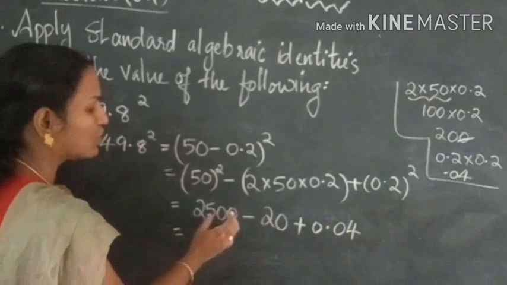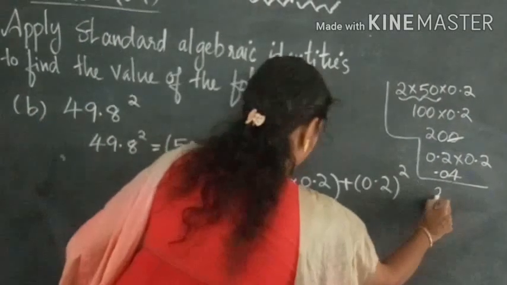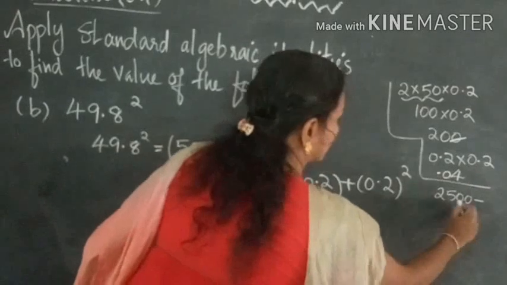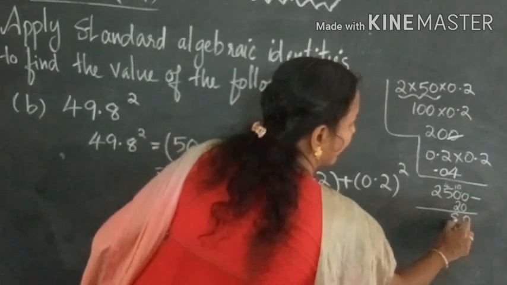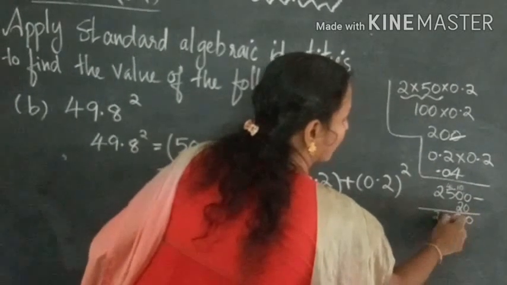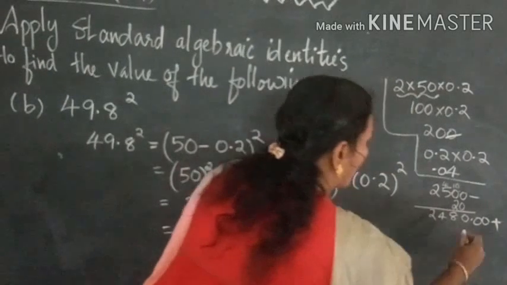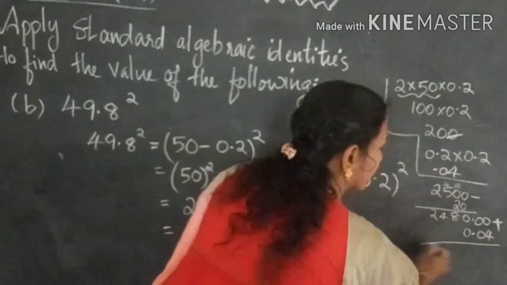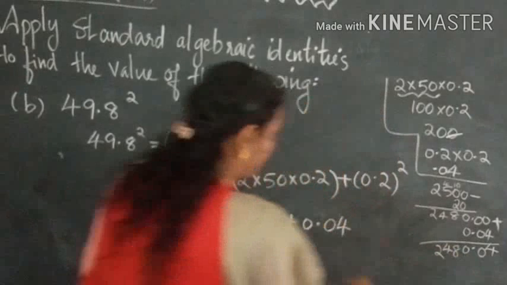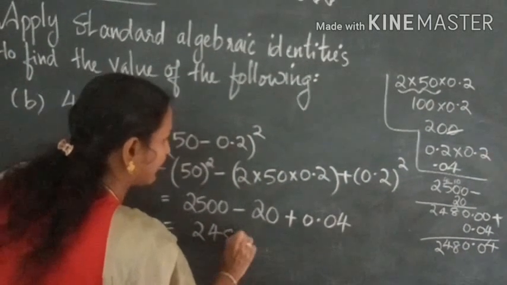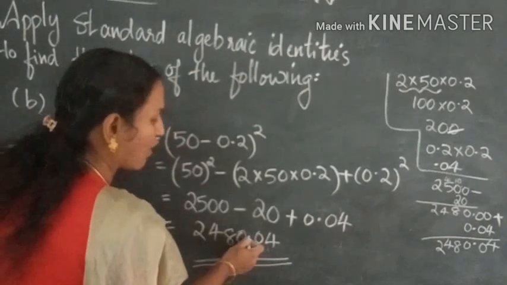It is equal to 2500 minus 20 plus 0.04. 2500 minus 20: 0, here 10, here 4. 10 minus 2 is 8, 4, 2. So 2480 plus 0.04 is equal to 2480.04.